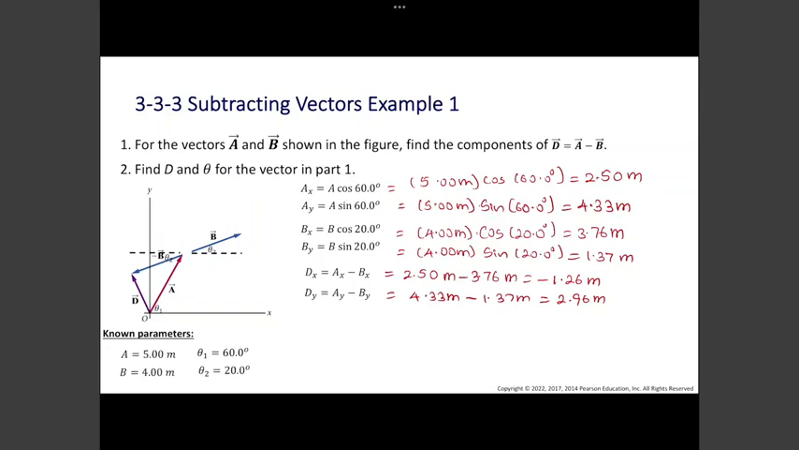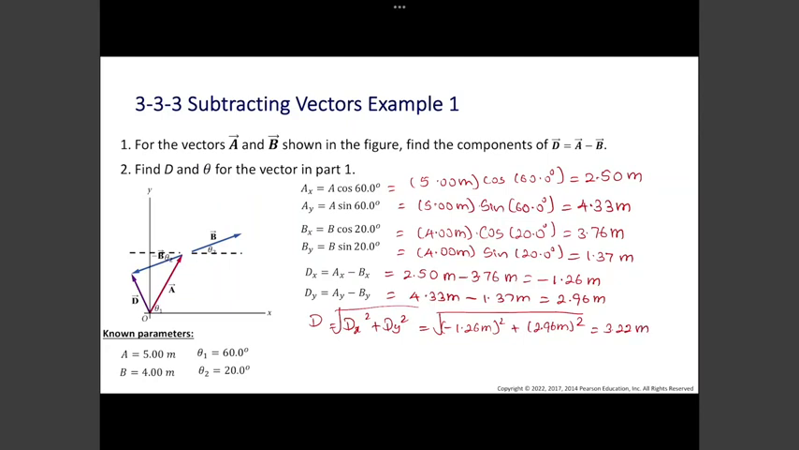Now we can find the magnitude of the resultant vector D if we know the x and y components. D is equal to the square root of dx squared plus dy squared, which is the square root of (minus 1.26 meters) squared plus (2.96 meters) squared. So this is equal to 3.22 meters.